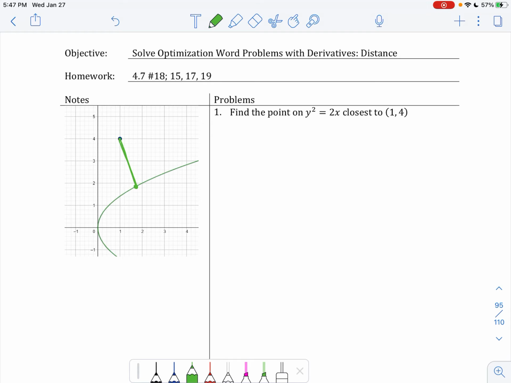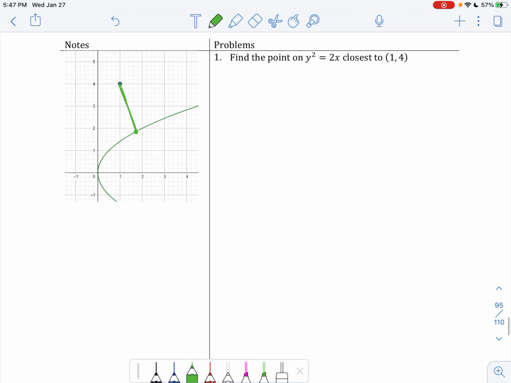Now, for all these problems, I'm going to ask you to remember the distance formula. If you don't have this in your notes, make sure you do: the square root of x2 minus x1 squared plus y2 minus y1 squared. All of your notes today are going to be based on that formula.